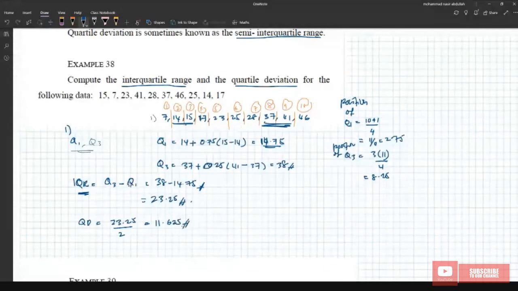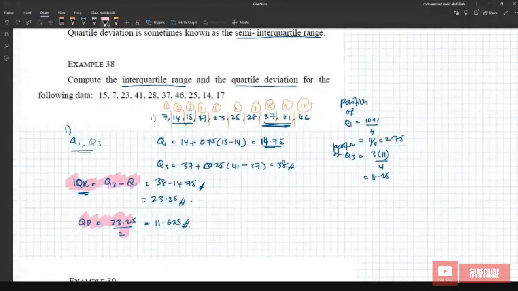Right. So far, do you have any questions about calculating interquartile range and quartile deviation? This is a repetitive work, but what I want to emphasize is how we are going to calculate interquartile range and quartile deviation. So let's look at example number 39.